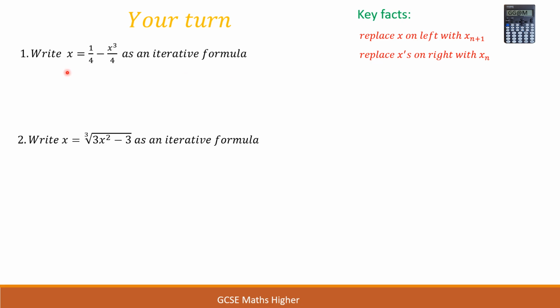So, fantastic. Hopefully you've all written x n plus 1 is equal to 1/4 minus x n cubed over 4. And for the second one, you've written x n plus 1 is equal to the cube root of 3 x n squared minus 3. So all the x's on the left have been replaced with x n plus 1 and the x's on the right have been replaced with x n. This is creating an iterative formula, and we're going to learn how to use this iterative formula to create a sequence to be able to work out the root or the solution to the equation. So we're nearly at the end of the sequence that we've got to do. Our last step is coming up.